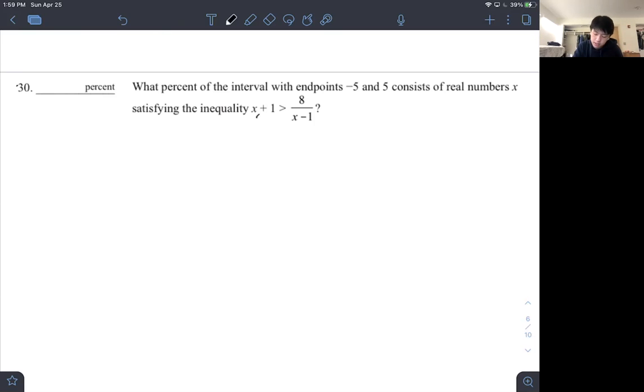That would be at x equals 1, when this thing is at 0, when this thing flips signs. And similarly at x equals -1 when this thing is 0.